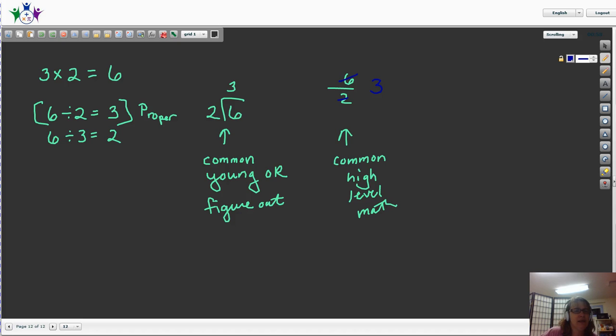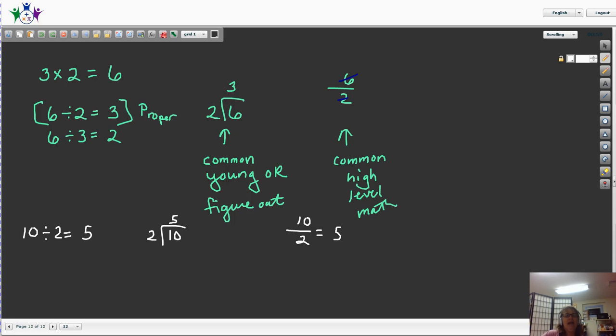To reiterate, let's do a different one. Okay, so we can have 10 divided by 2 is 5. Or we can have 10 divided by 2 equals 5. There are all different ways to say the same thing.